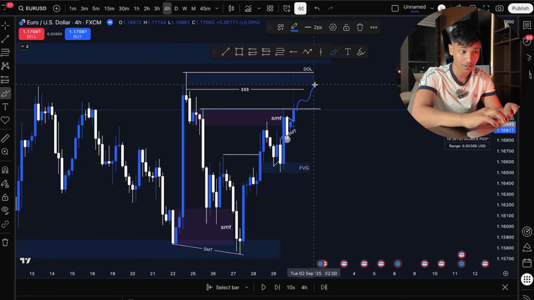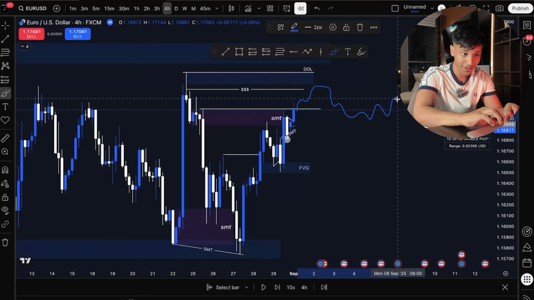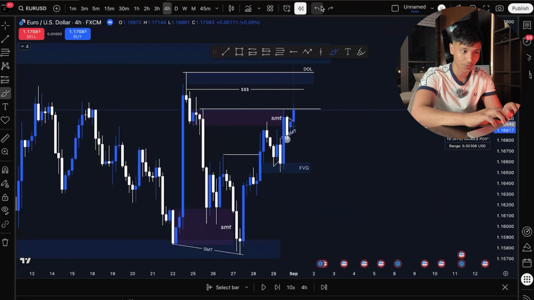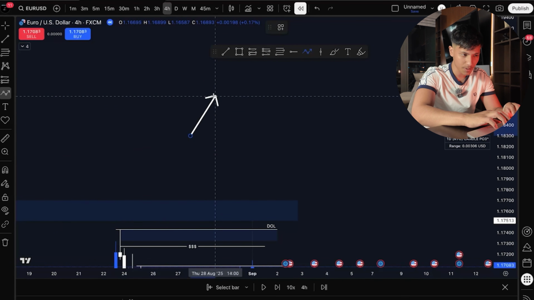It makes sense for the market to open, start accumulating around the opening, manipulate lower, tap this bullish fair value gap that's unmitigated, and then fly towards the drawn liquidity. And I want you guys to understand this, especially with Forex, it does this a lot.